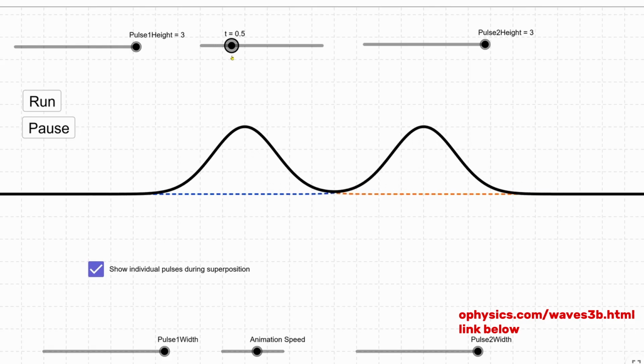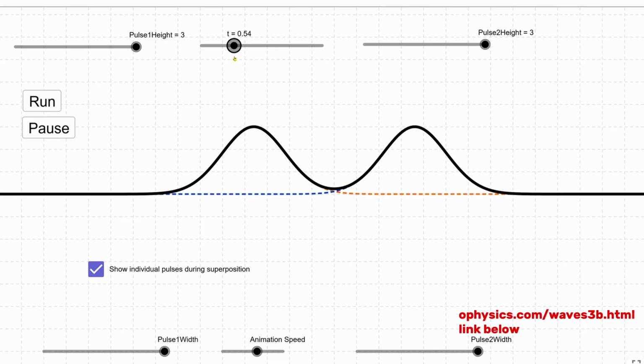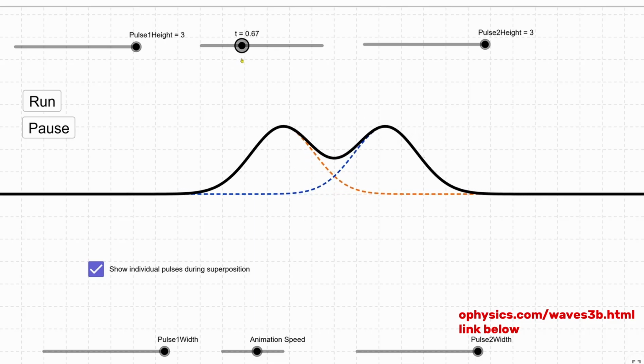Now, I want you to guess what might happen when these two pulse waves merge together and occupy the same space. What do you think the resultant wave would look like? So we're inching time forward slowly here, and I'm going to stop at time 0.67. At this point, we can see the two waves merge together and start to grow in the center here.